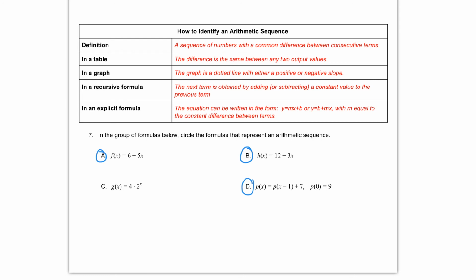One other thing that I want to point out in this problem is the explicit versus recursive formulas. I want you to realize that A, B, and C are all explicit formulas. D represents a recursive formula where we're dealing with that previous term and the first term that's listed.